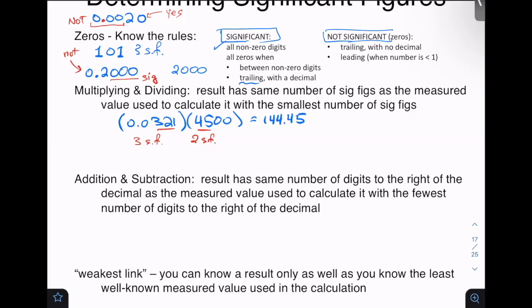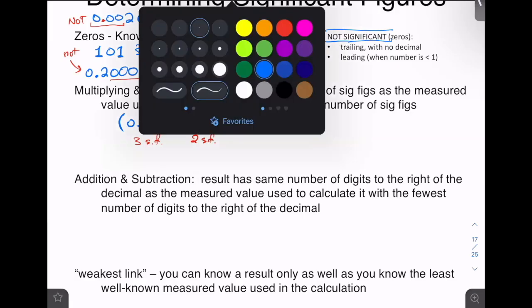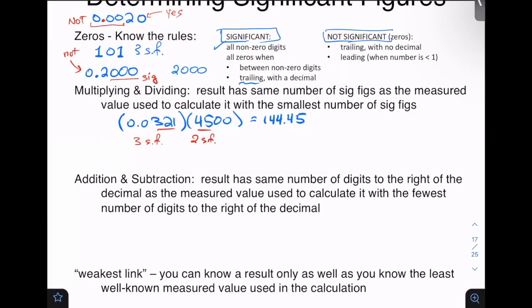How can we properly report this answer? How many sig figs can we report this answer to? Just 2. We're limited by the lowest number of significant figures. It's the weakest link. We can only report this answer to 2 sig figs. So you start with the highest place value, which in this case is the hundreds. So that 1 is significant and that 4 is significant, those 2 places, and everything else is not significant.